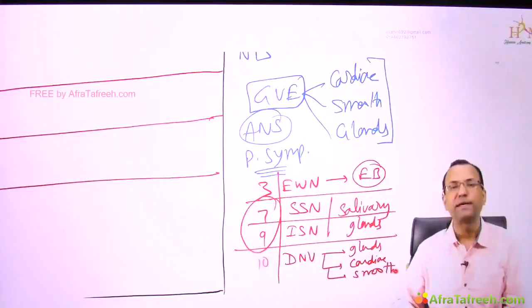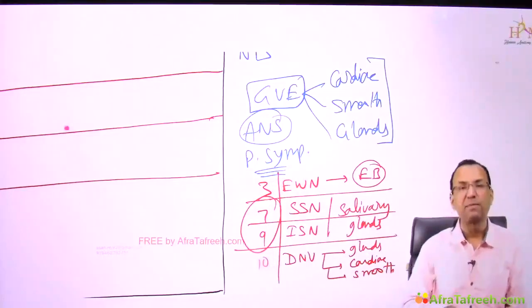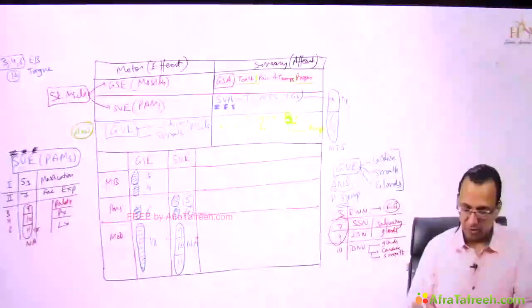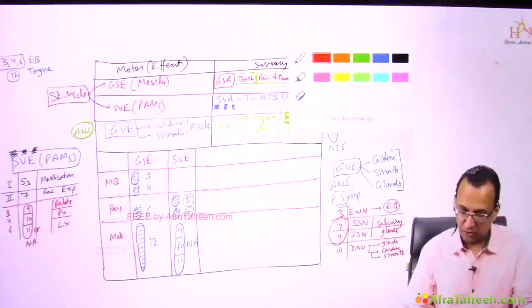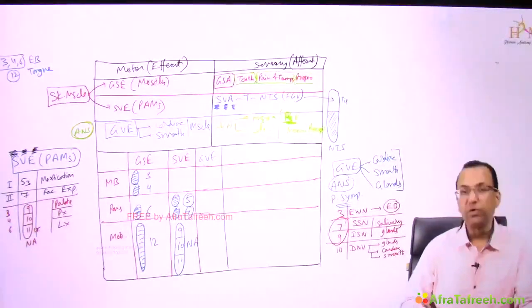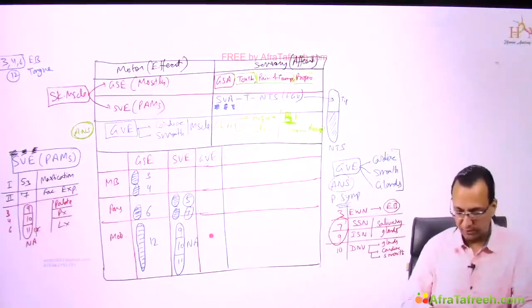Now, your job is to bring these numbers 3, 7, 9, 10, carrying the parasympathetic fibers, into the brainstem. Let us put them in the brainstem. Let's do that. And as you do that, you will see this is the brainstem. You are focusing upon the GVE column now. If you're focusing upon the GVE column now, which nerves? 3, 7, 9, 10. And what is the name of the nuclei? Name of the nuclei you can see yourself.